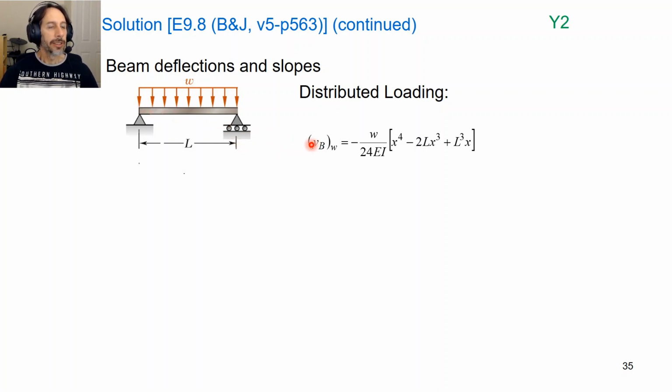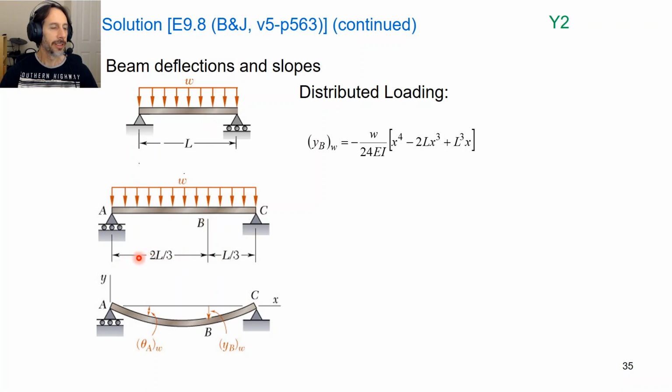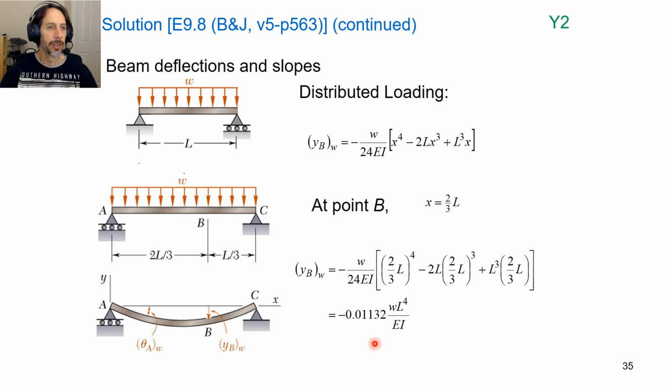Okay, so let's calculate these deflections. In this case, we're going to need to use the equation of the elastic curve. So we need to look up the tables, and this is what we get if we get the right one. Then we just need to put in for x the value for point B. B is at 2/3 L. So we can put that into the equation and solve for that deflection at B. All right, so that's what we get for the deflection due to the distributed load.